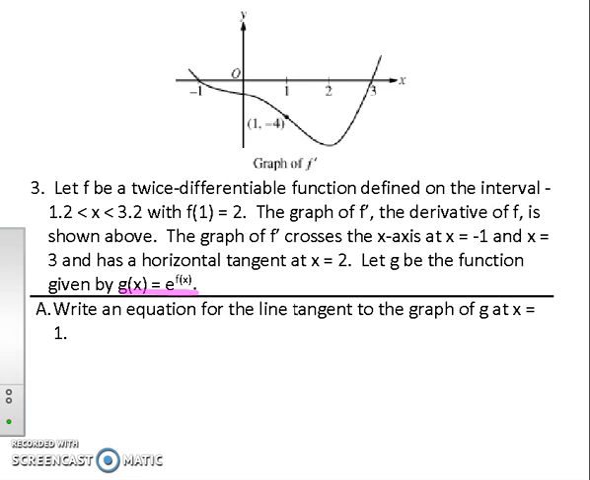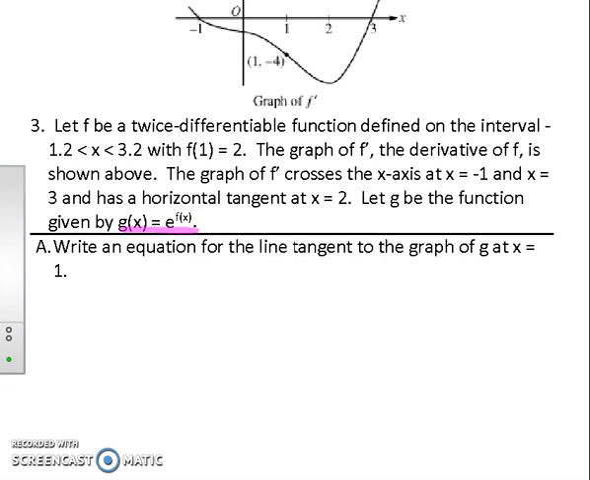So if I want to find an equation of a tangent line, I need a slope and I need a point. So what I know right now is that x equals 1. I don't know what y equals, and I don't know what my slope is. So to find my y coordinate, y would be g of 1. So that would be e to the f of 1.